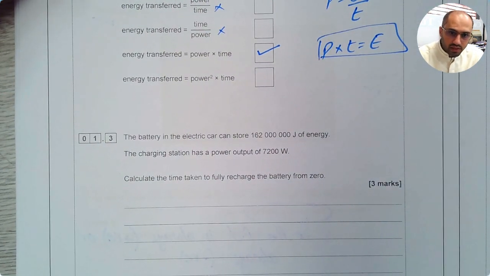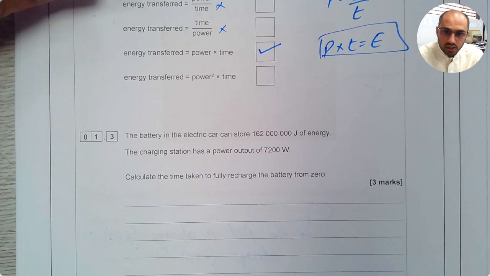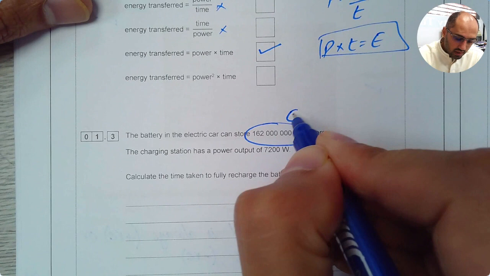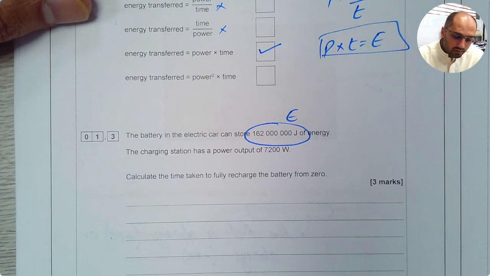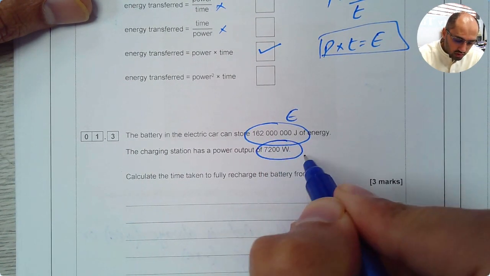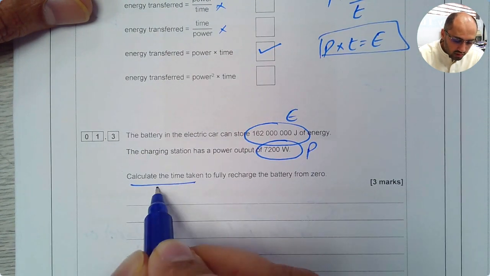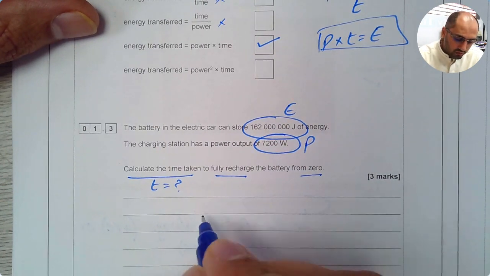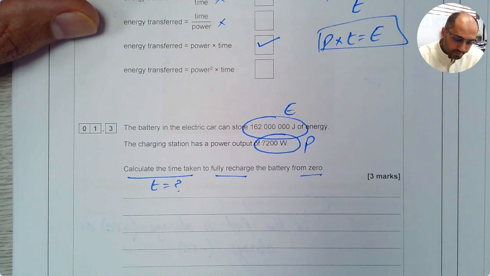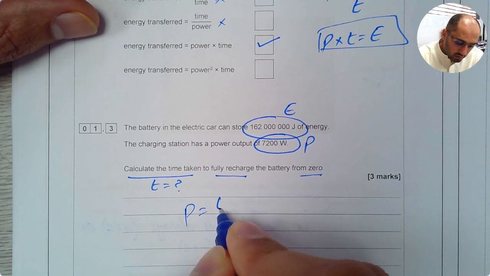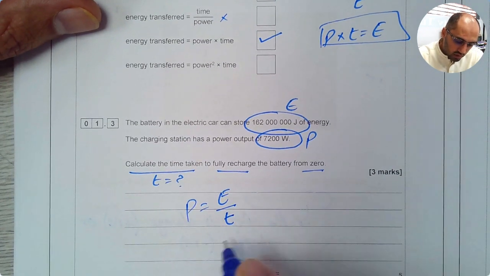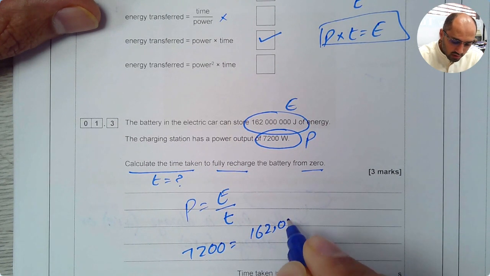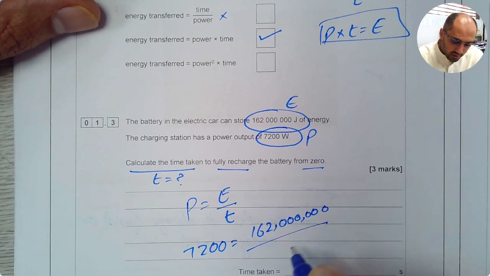Next part says the battery in the electric car can store 162 million joules of energy. So this is the value of E. The charging station has a power output of 7200 watts. So this is the value of power. It says calculate the value of time for the full recharge from 0. So all we have to do is plug in the values. My equation is P equals E over T. I just need to replace P with 7200. Energy is 162 and 6 zeros divided by T.